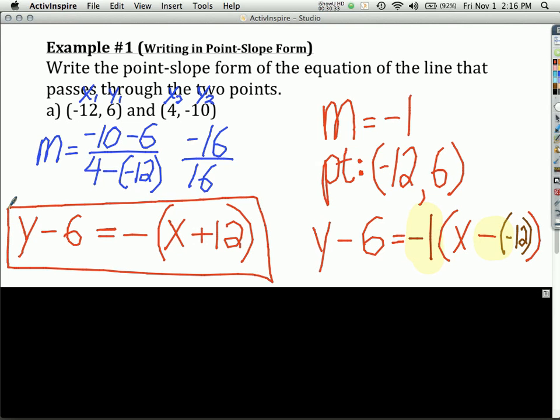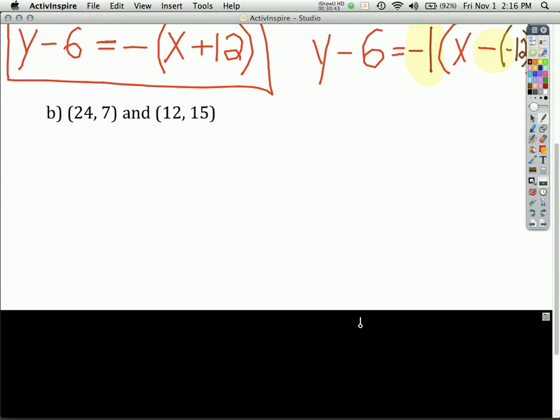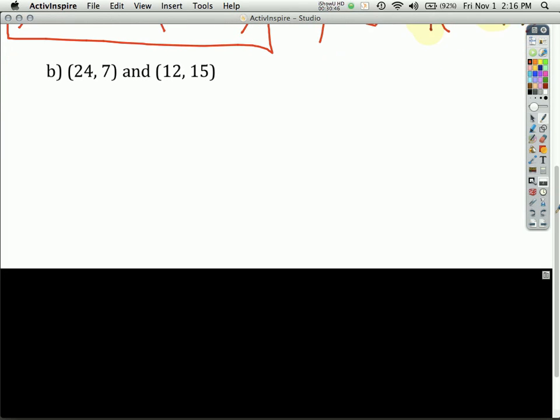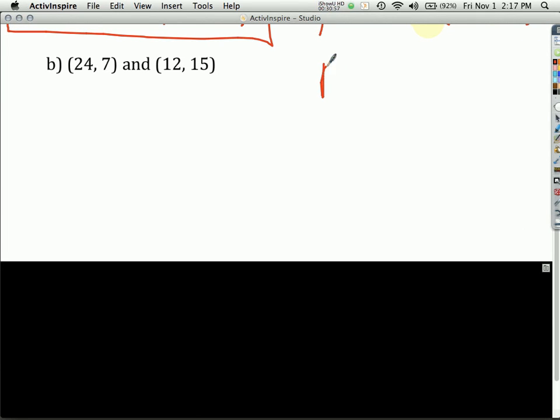Does anyone have any questions on how we put this together? Okay? No questions? Okay, part B. Now that we've seen it, now that we have an idea of what to do, we can work a little bit faster. So we still need the same information. Point slope form, we need the slope, we need a point, and then we can write the model. Y minus some number equals the slope times the quantity x minus some number.